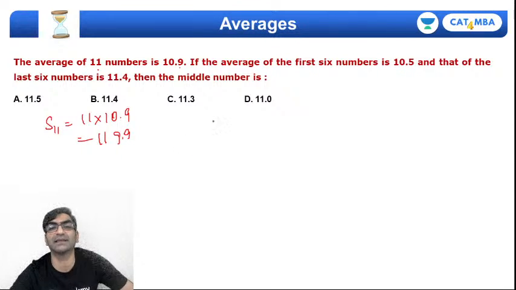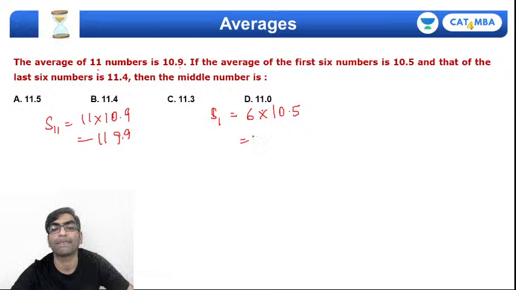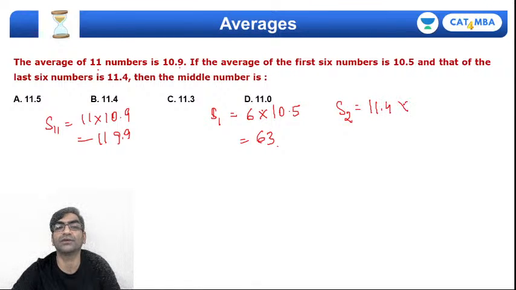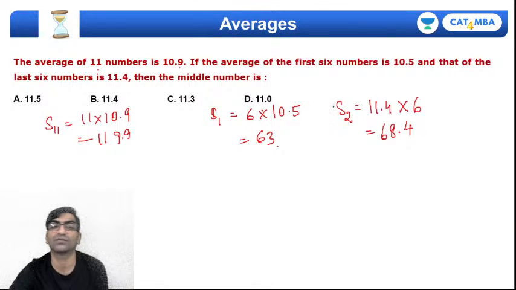Average of the first 6 numbers, S1 let's say, is 10 and a half. So the sum will be 6 into 10 and a half, right? 60 plus 3, 63. And that of the last 6 numbers, S2, the average is 11.4 into the number of observations, which is also 6, right? So 6 times 11 is 66, plus 2.4 is 68.4.